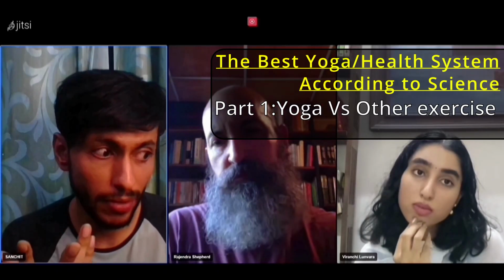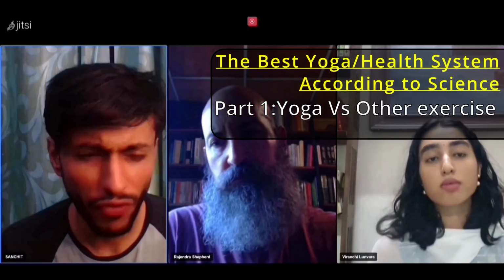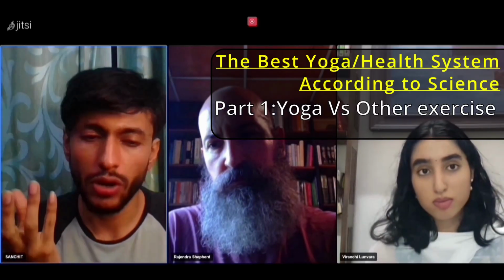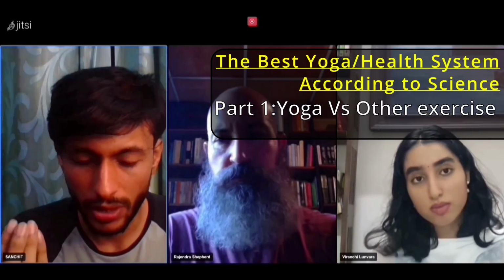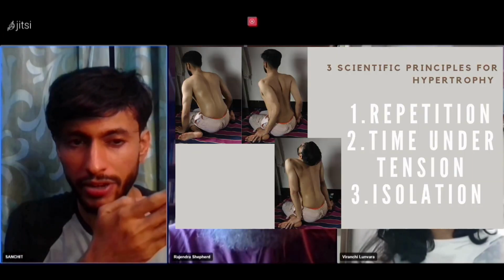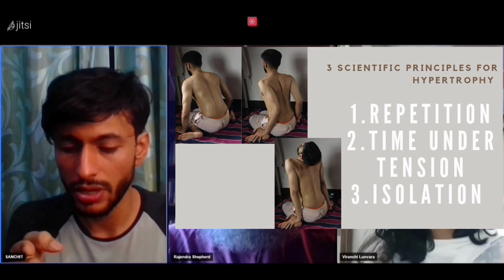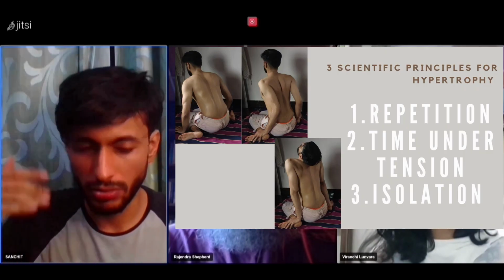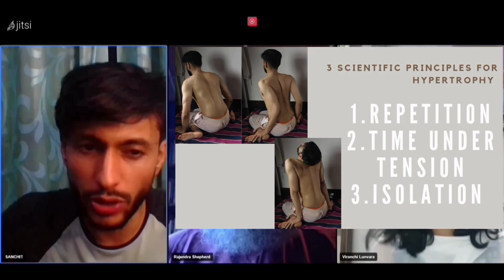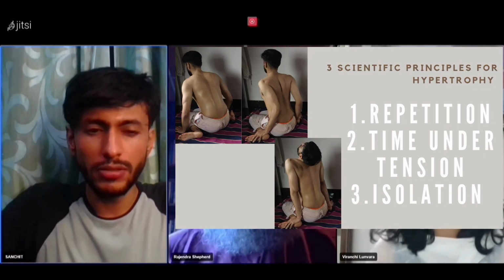Science, when it talks about structural development of any part of the body, like let's say muscular development, the scientific term is hypertrophy. Hypertrophy happens when you create tension in the muscle for a particular amount of time, which is known as time under tension. And when you repeat that, those are the basic scientific principles. Apart from that, there is something known as isolation, isolation of the muscle.